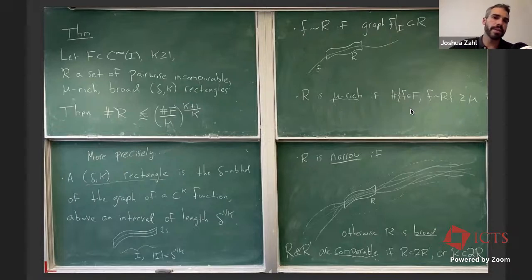So what this theorem says is, let's say I have a finite set of smooth curves, and their C^K norm is all at most 1. And I have a collection of pairwise incomparable rectangles, so no rectangle is contained in the twofold dilate of any of the others. So they're really distinct from each other in a meaningful way. And each one of these rectangles is mu rich with respect to F for some integer mu, and it's broad. And these are all delta K rectangles. Well, then I can give you a bound on how many rectangles there can be. It's the size of the set F divided by mu, all to the (K plus 1) over K.